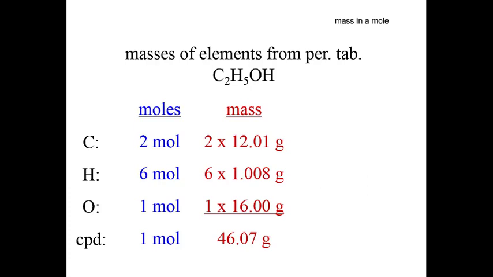The mass of hydrogen is 6 times the molar mass from the periodic table, or 6.048 grams. The mass of oxygen is 1 times the molar mass from the periodic table, or 16.00 grams. If we add these 3 masses up, we find the molar mass of ethanol, which is 46.07 grams per 1 mole.